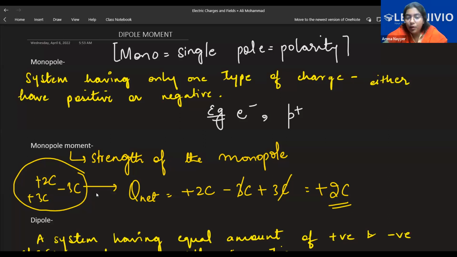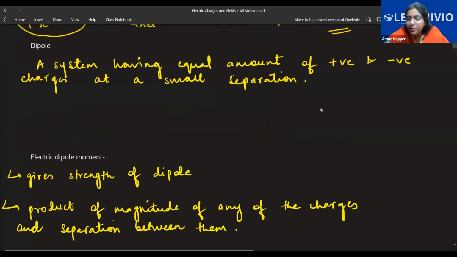Now comes dipole. From the term it's clear that di means 2, so it's a system of 2 charges. But it's not just 2 random charges that can be taken. You cannot take plus 2 coulomb and minus 3 coulomb to make a dipole. Dipoles have some fixed conditions. When we talk about dipoles, it means they have a small separation between them, and positive and negative charges will be present.